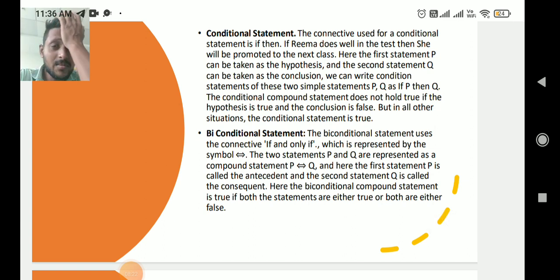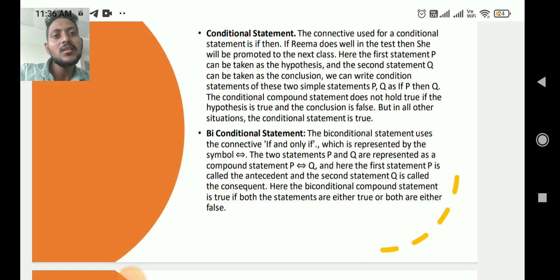Conditional statement and biconditional statement. The connective used for a conditional statement is if, then. For example, if Rima does well in the test, then she will be promoted to the next class. Here the first statement P can be taken as the hypothesis and the second statement Q can be taken as the conclusion.